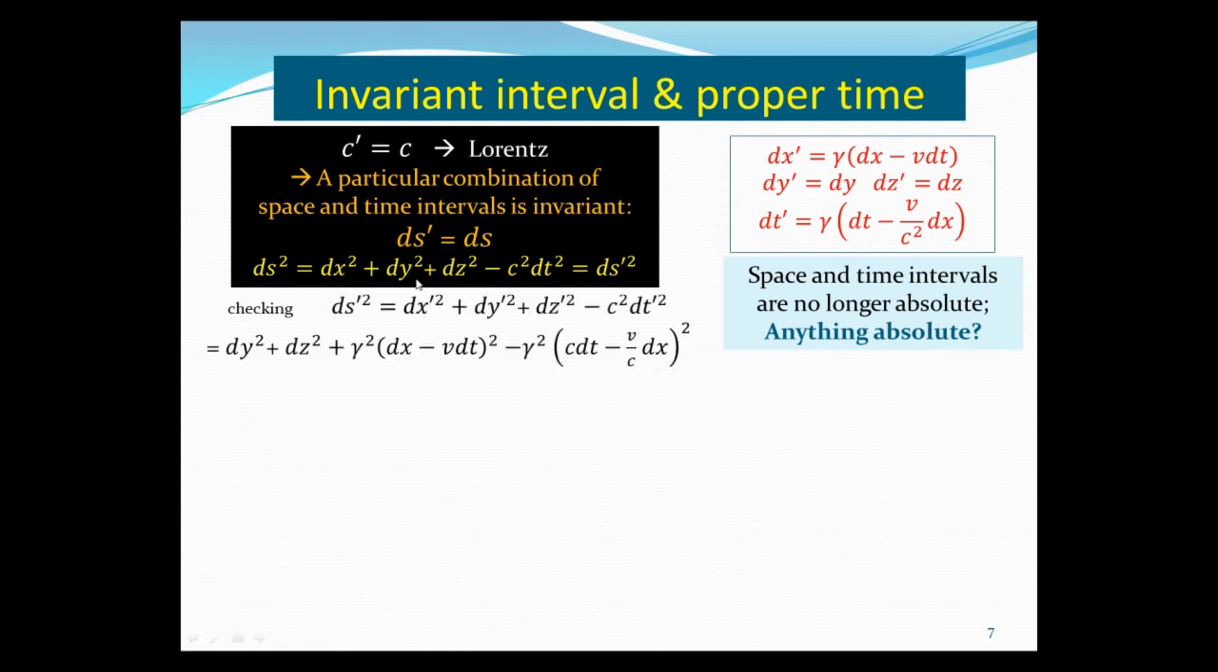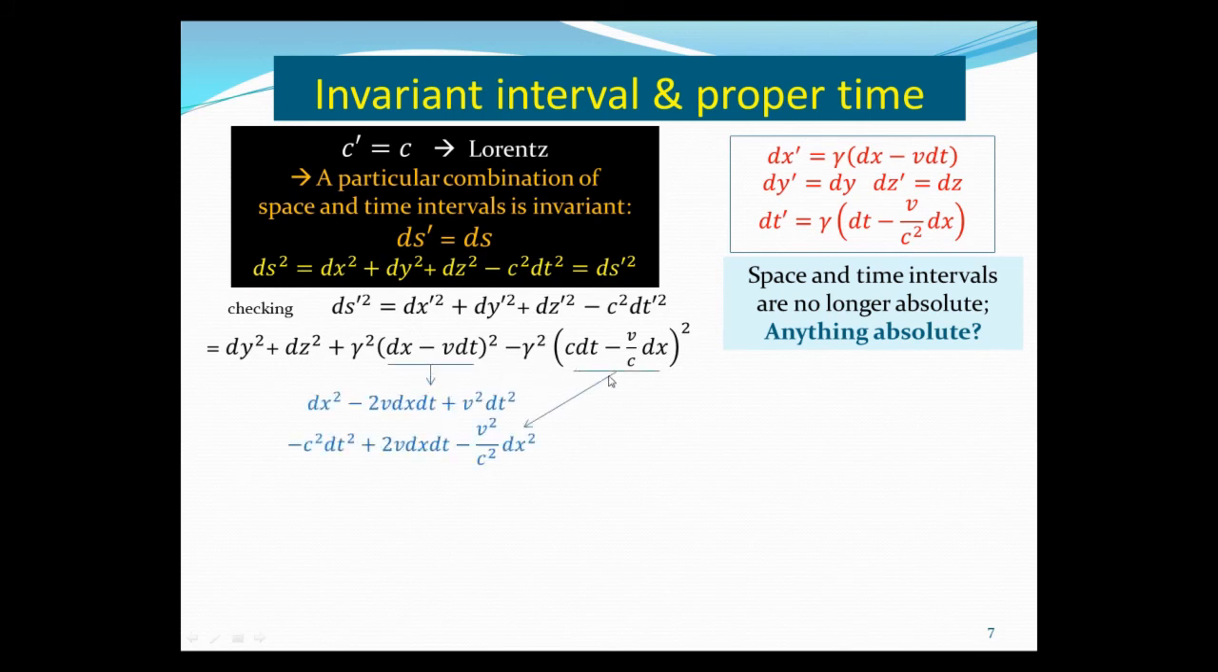What would you do? It was just checking. We want to check S prime squared with all the primes. When I substitute the Lorentz transformation, it gave me S squared back. So of course in the transverse direction, nothing changed, so dy squared, dz squared. So dx prime squared becomes gamma squared times dx minus v dt, squared. And for the dt prime, I have gamma squared, I have the c squared, I'm going to put it inside. It becomes c dt minus v over c dx, squared.